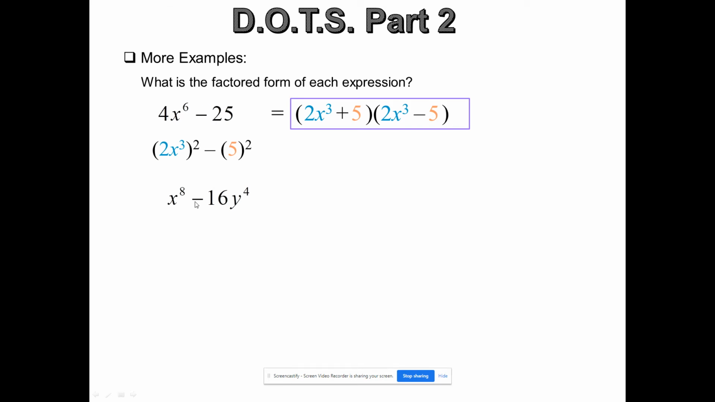Okay? So even number, even number, so these are squares. And then we have 16, and 16 is a square. Okay, and there's a minus sign. So yeah, this is a difference of squares style of factoring, so we can use the shortcut.